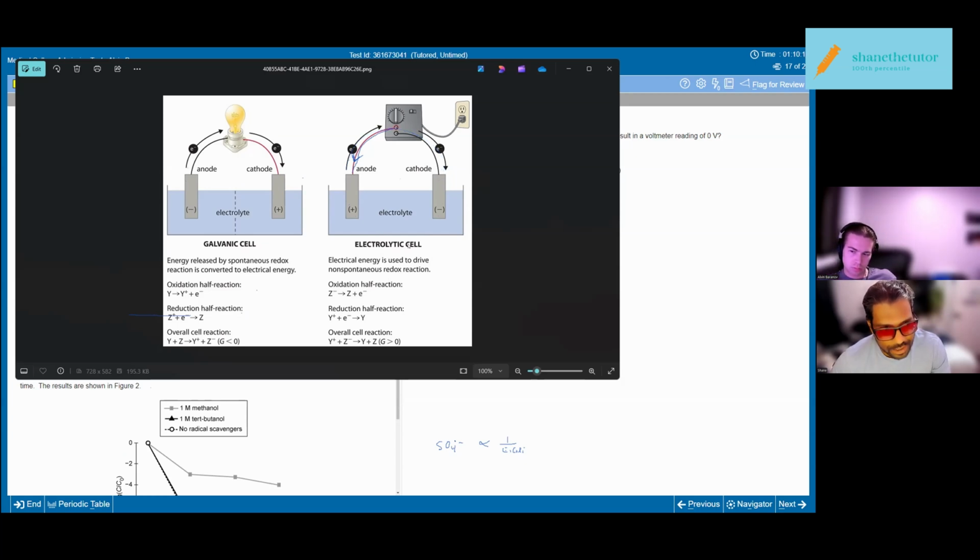But ultimately you're not going to have reduction at the anode and oxidation at the cathode, even though it kind of may look like that here. You're really just getting electrons coming in from that outside source towards the positively charged anode.